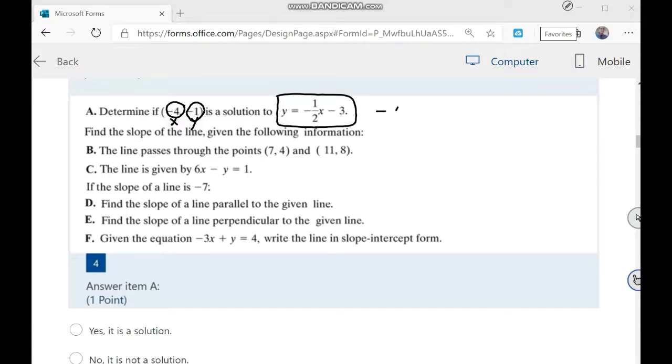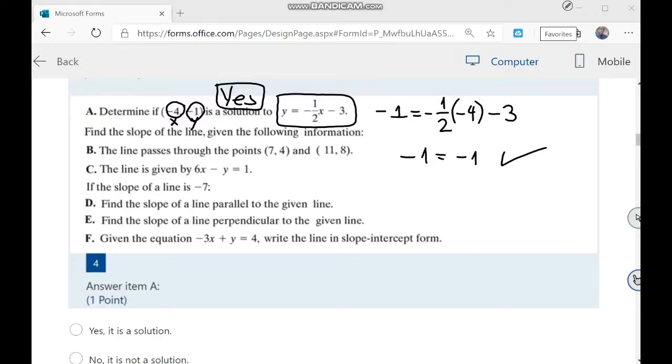So y equals negative 1 is negative 1 equals negative 1 over 2, and x equals negative 4. So substitute and plug in negative 4. This is y, this is x, minus 3. Now try to do the calculation and check if you're going to find a true statement. Check if you're going to find negative 1 equals negative 1. If you find negative 1 equals negative 1, this is a true statement. That means, yes, it is a solution to the equation. If you find something different, like negative 1 equals 0, or negative 1 equals 5 or something like that, this is a false statement. That means, no, it's not a solution. Okay?